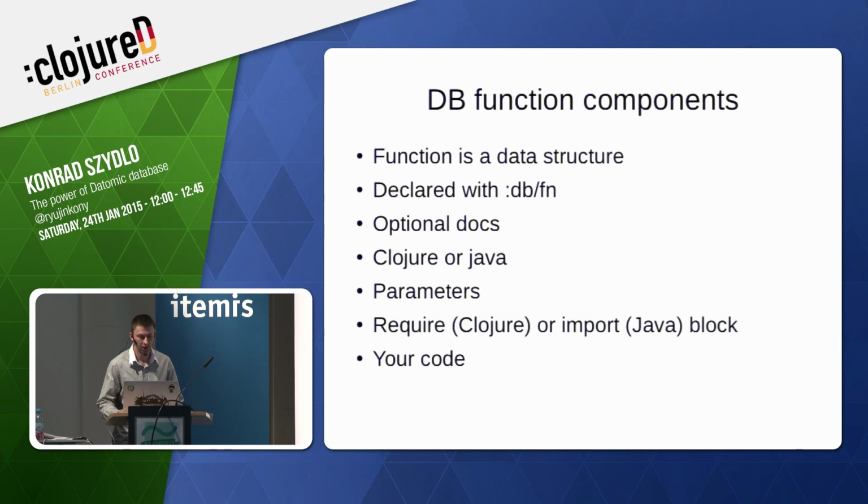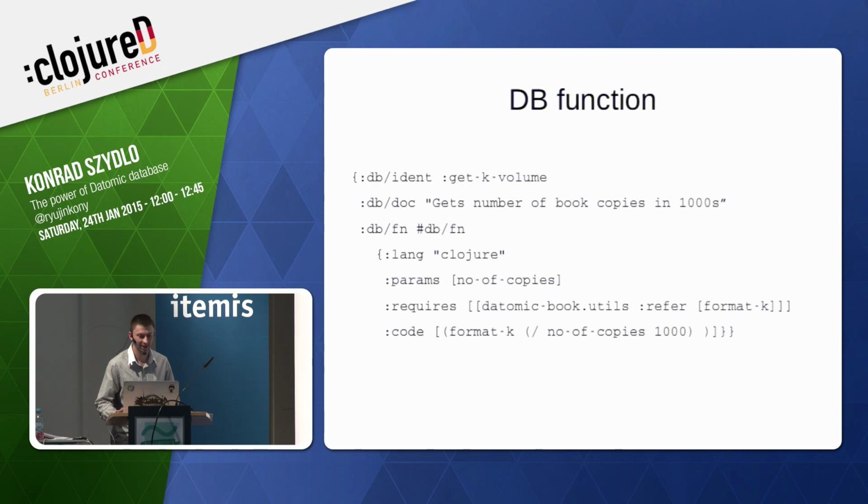A database function is a simple data structure. We declare it with keyword dbfn. We can provide some documentation. At the moment, Datomic supports Clojure and Java functions. Our functions can take parameters and also reuse Clojure or Java libraries. And of course, we put some logic.